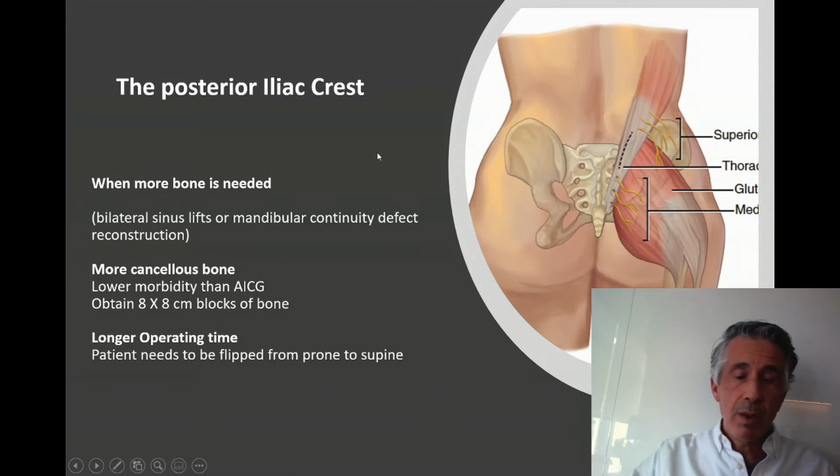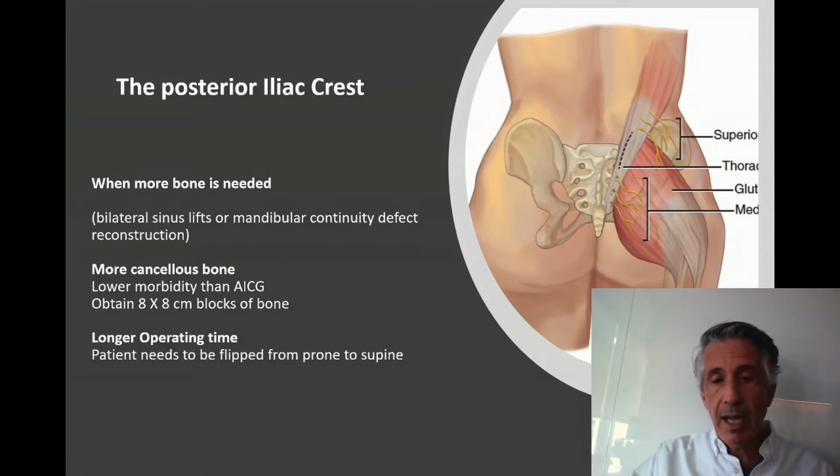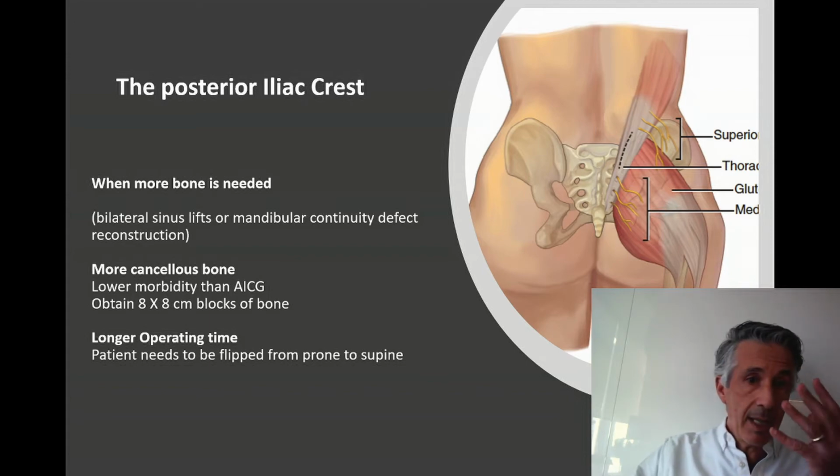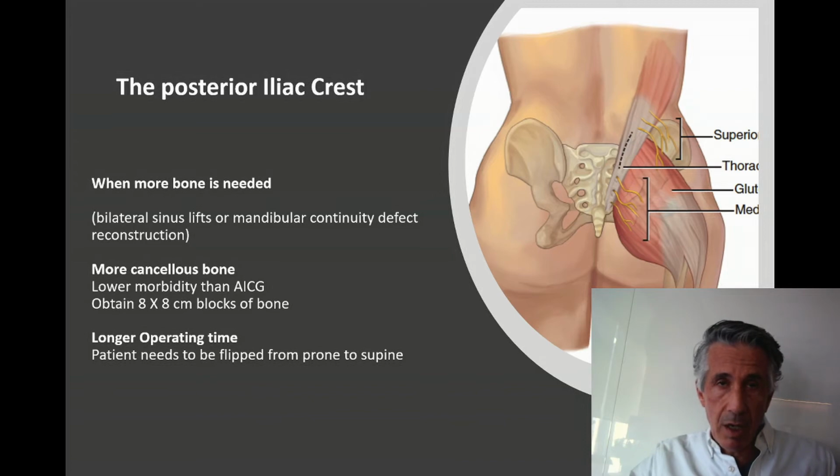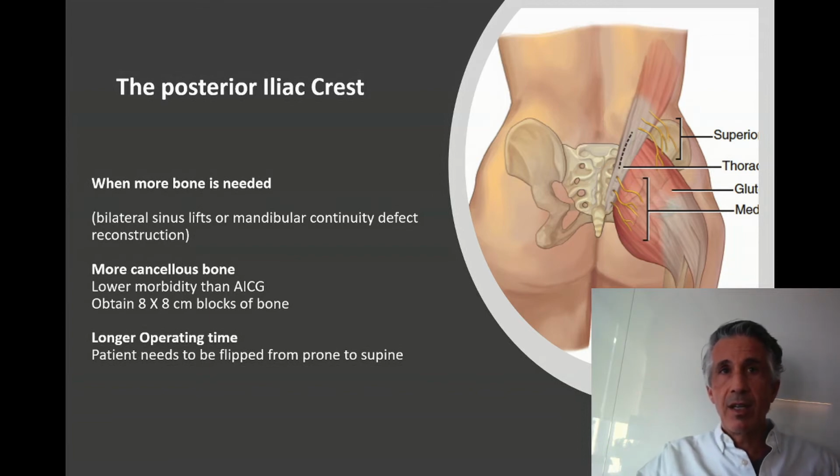If we need more bone, then we go to the posterior iliac crest. So sometimes a bilateral sinus or a big continuity defect. We get much more both cortical and cancellous bone. There is less morbidity. It is because what happens is after you take the bone off and you reflect the gluteus and take the bone, close up gluteus, and the patient sits down or lies down, it acts as a compressive force, so there's less chance of hematoma. So there's lower morbidity, and you get a big block, 8 by 8 of bone.